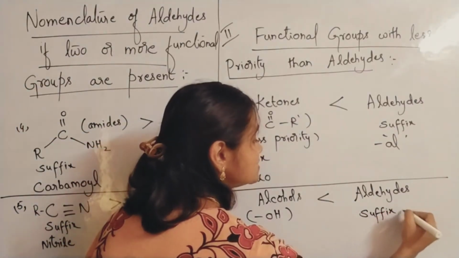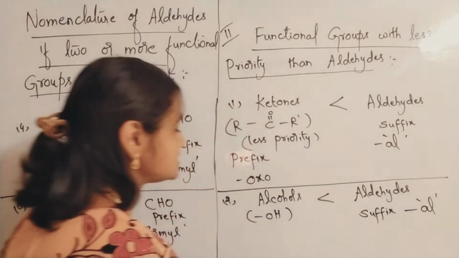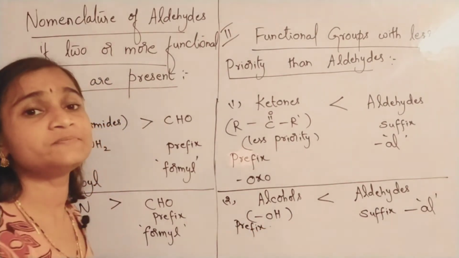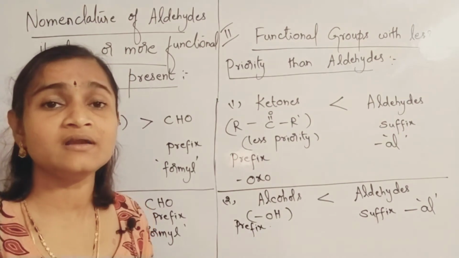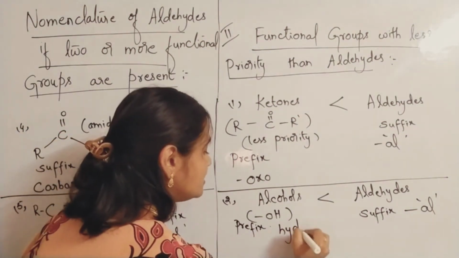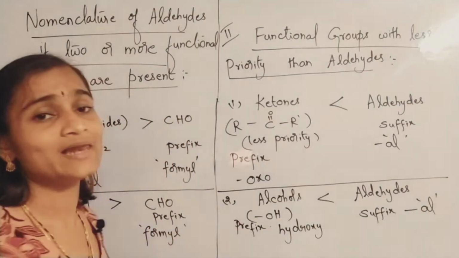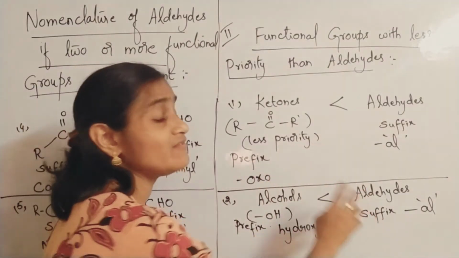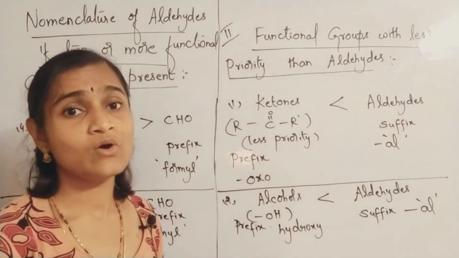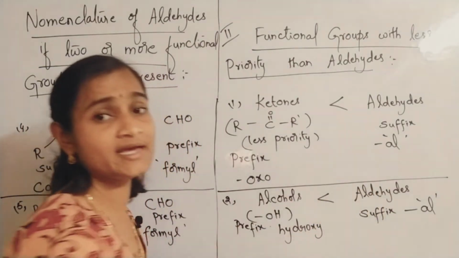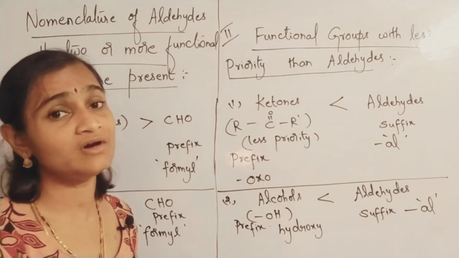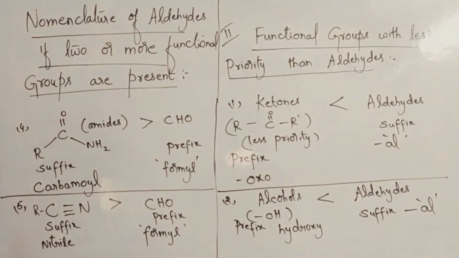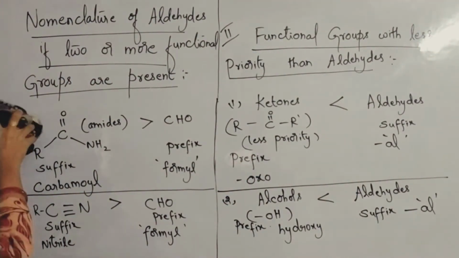That means you will use the word al for aldehydes, and in such case you have to give prefix for alcohols. What is the prefix used for alcohols? Did you remember? Yes, hydroxy is the word you will use as prefix for alcohols. Suffix for alcohols will be ol. Here aldehydes are having more priority than alcohols. So you have to use the word al for aldehydes and hydroxy for alcohols. Please remember. We'll see the examples, then you will understand. Please note down.